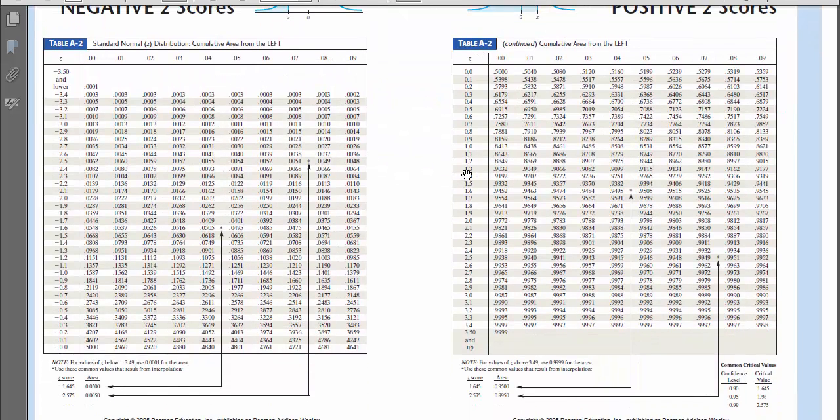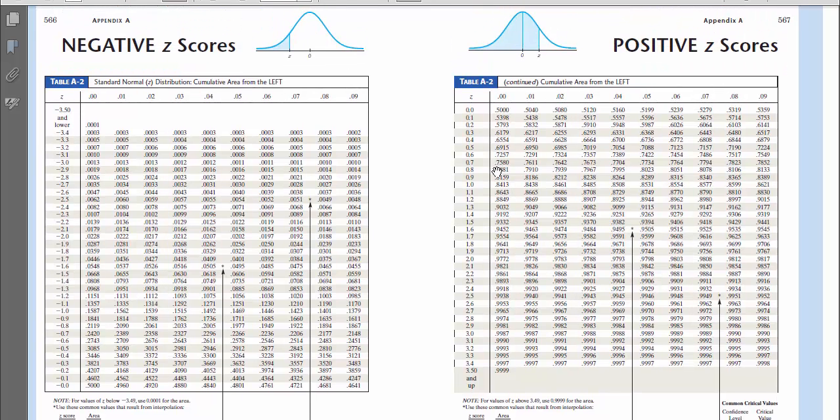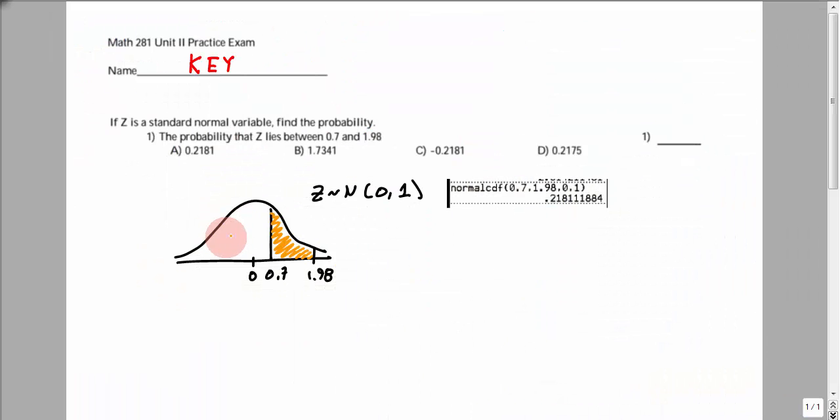The first one is 0.7, so that's 0.7580. The area to the left of 0.7 is 0.7580, but that's not the area we want. We want just this shaded region right here. Another thing we could do is look up the area to the right of 1.98 using symmetry, or we could look up the total area from 1.98 to the left and then subtract off this area. So let's go ahead and look up 1.98 on your normal tables.